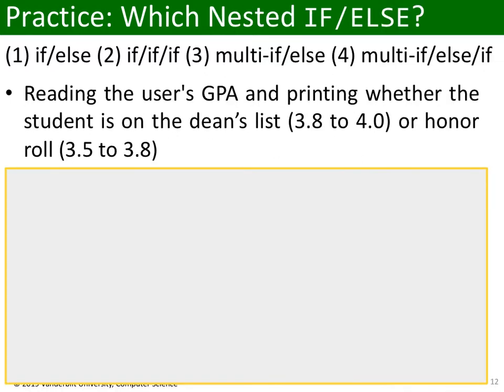So in this situation, we're going to read a user's GPA. So we're going to get their GPA from the user. And then we're going to print whether the student is on the dean's list or the honor roll. So notice, immediately, we have mutual exclusivity. If the student is in the dean's list, they are not in the honor roll. If the student is in the honor roll, they're not in the dean's list. And there's an option where they're in neither the honor roll or the dean's list. Right? Because 3.7 would not fall into either of these categories.